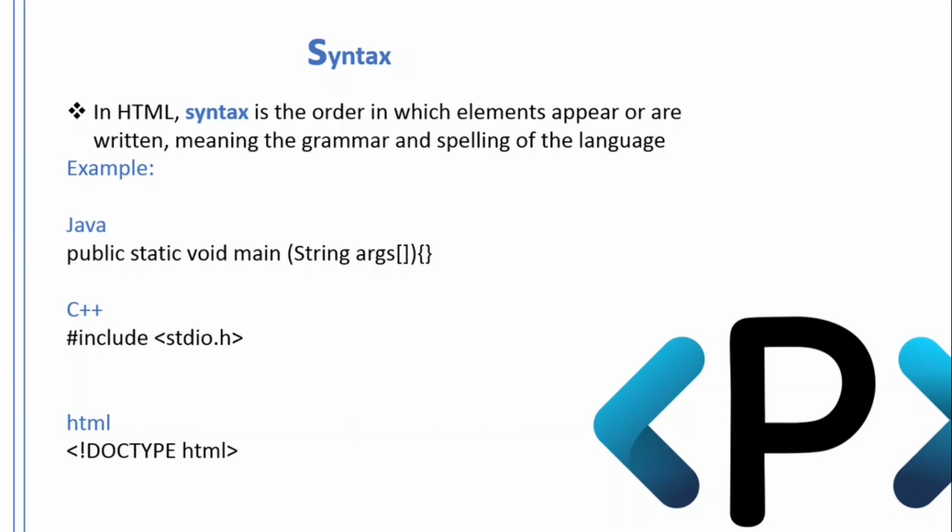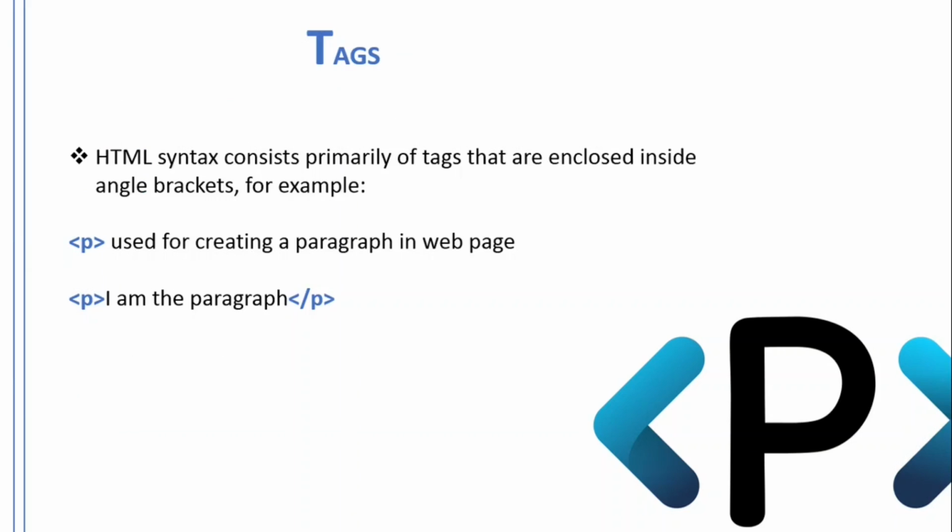So syntax is the basic rules and regulations that exist in HTML that tell us how we are supposed to write HTML. This HTML syntax consists primarily of tags that are enclosed inside angle brackets. For example, we use the p tag for creating a paragraph inside a web page. Like this one, we have so many other tags which are used for different purposes.